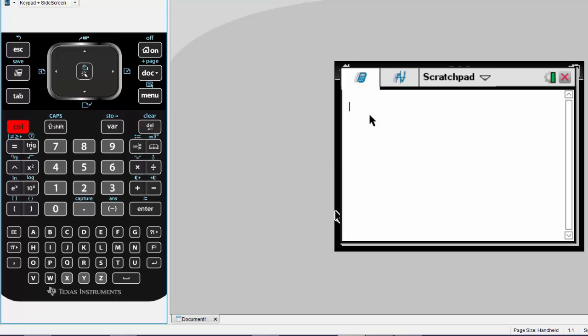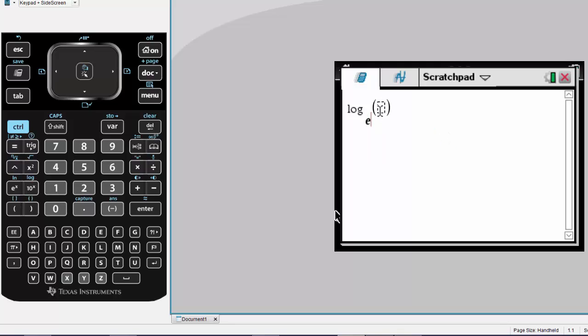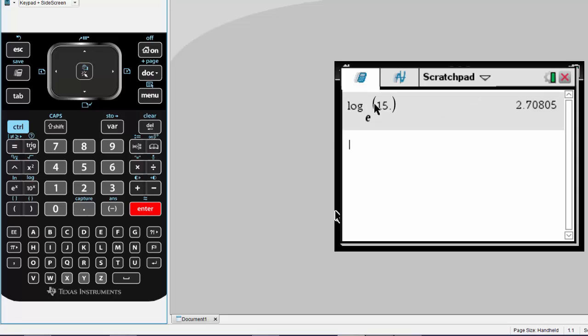Okay, so now I'm going to show you an example of how they're similar. If I do log with a base e, I'm going to get that base e out of this template box, and then I'm just going to use a random number. I'll just use 15 and I get 2.708. Now I'm going to show you how the natural log, the ln, actually creates the same thing, and you can see that those are the same value.